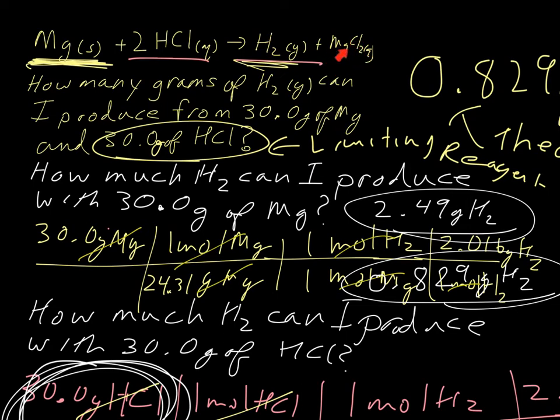Did this question ask anything about magnesium chloride? No, it didn't. So do we need to do anything with magnesium chloride? No, we don't. A common mistake people make on exams is they think, oh, I've got that second product there, I need to wedge it into this equation somehow. And you really don't. The question doesn't ask for it, so you don't need to do anything with it. You can just ignore it.